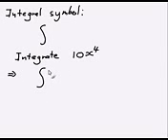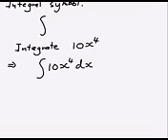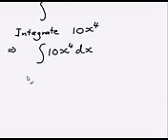And then what I write is the function 10x to the power 4, and then I have to write d followed by whatever the variable is we're integrating. So in this case it's x, so I write a d followed by x. So this is pronounced dx. And you always have to end your integral statement with a dx or a dt or whatever the variables are that you're integrating.